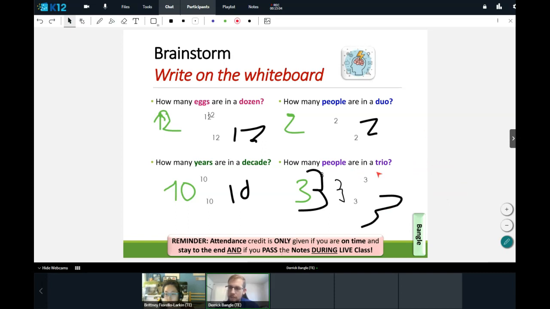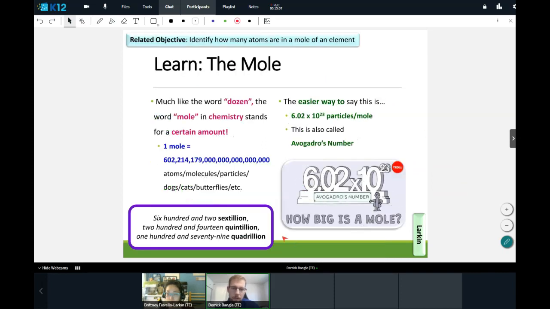This is going to be, symbolically at least, similar to what we're learning about moles. Much like the word dozen, which stands for 12, and this could be a dozen eggs, a dozen donuts, a dozen dogs, the same thing is true for a specific word in chemistry, and that word is the mole. Mole in chemistry stands for a certain amount. Specifically, it stands for 602 sextillion, 214 quintillion, 179 quadrillion of anything. That could be atoms, molecules, particles, dogs, cats, butterflies, etc.